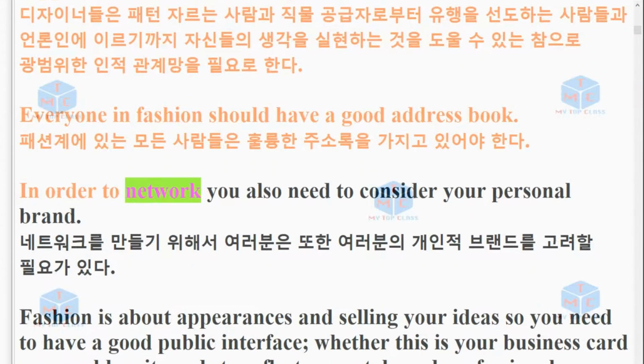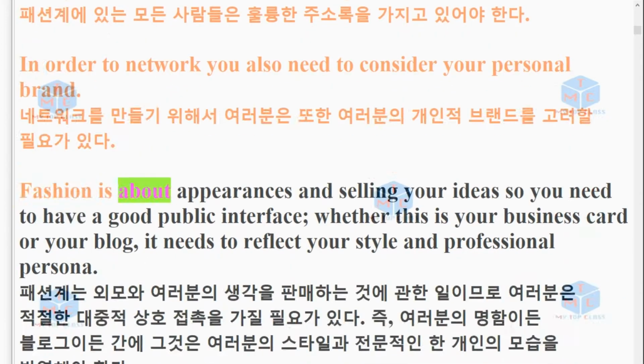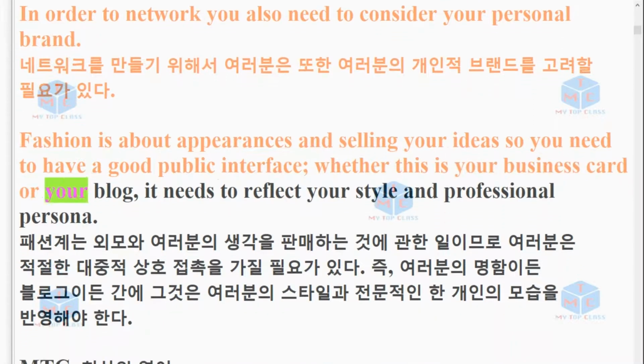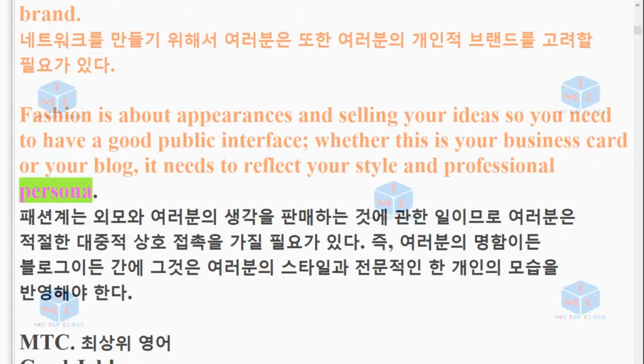In order to network you also need to consider your personal brand. Fashion is about appearances and selling your ideas, so you need to have a good public interface. Whether this is your business card or your blog, it needs to reflect your style and professional persona.